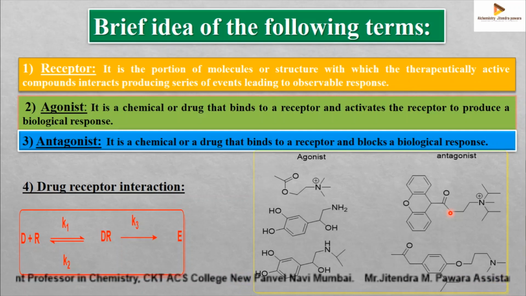So what happens is that the antagonist molecule has high binding capacity, so it can bind with that receptor, but it has a low rate of detachment or low rate of dissociation. So that's why it deactivates that receptor.